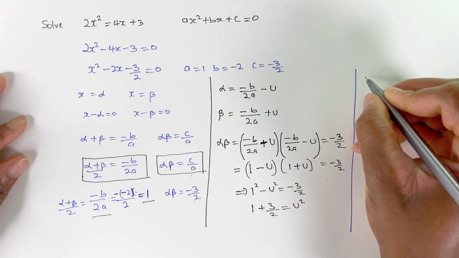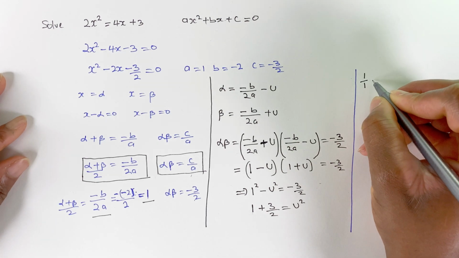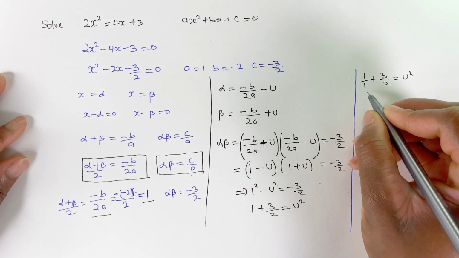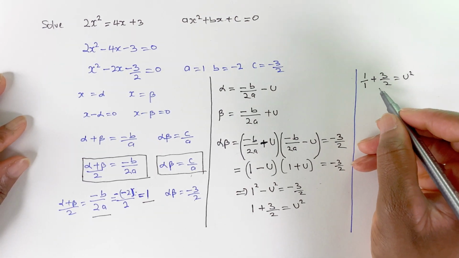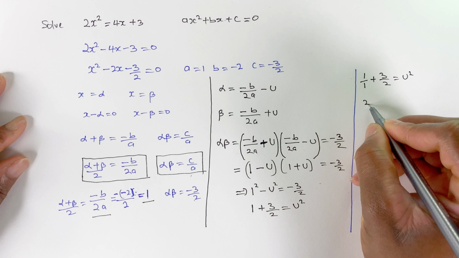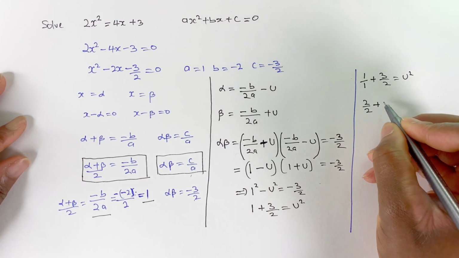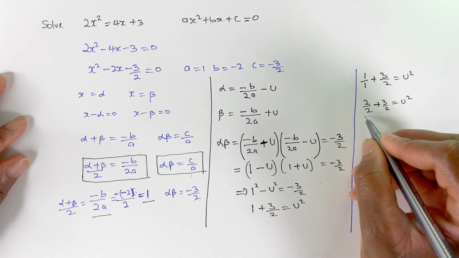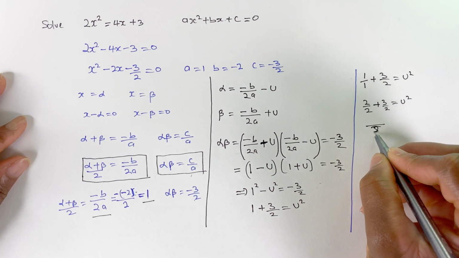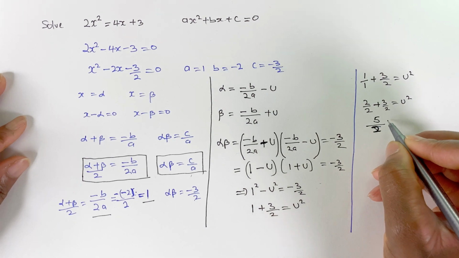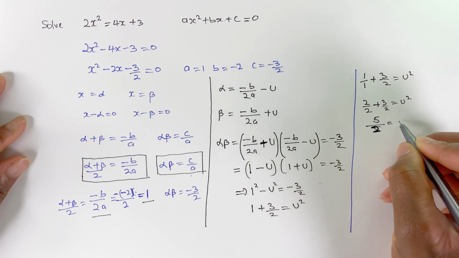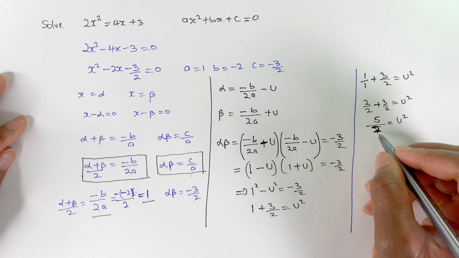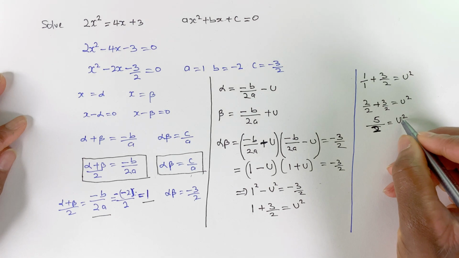Right, so 1 over 1 plus 3 over 2 equals u squared, which means I need to make them the same denominator. So I will get 2 over 2 plus 3 over 2 equals u squared. Now that'll be 5 over 2 equals u squared. So add up the numerator, keep the denominator the same. That's how you do the fraction.